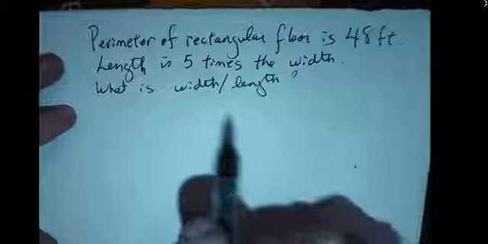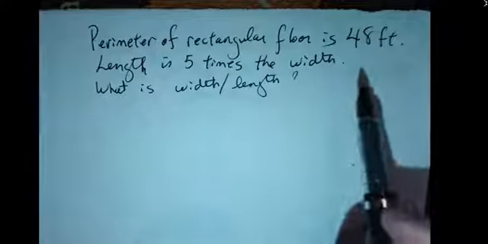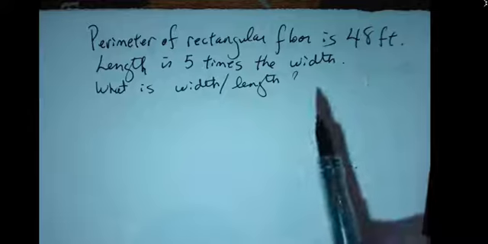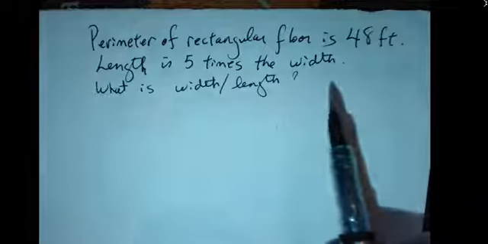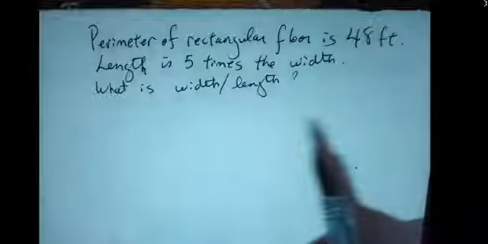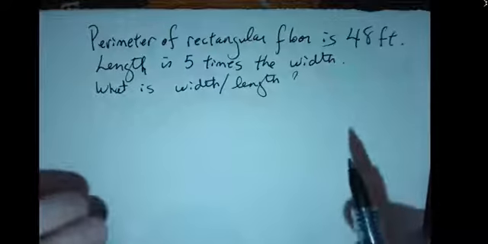It says the perimeter of a rectangular floor is 48 feet. And the length is 5 times the width. And so what are the individual widths and lengths?